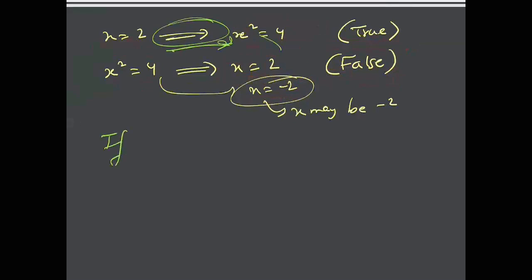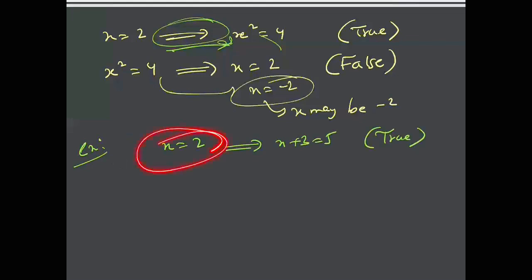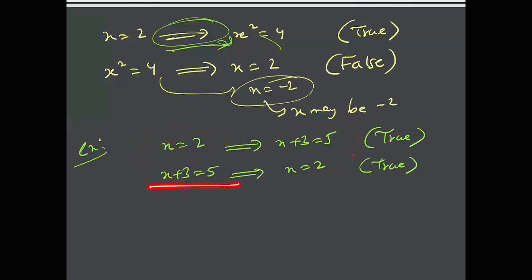But let us consider another example. X is equals to 2 implies x plus 3 is equals to 5. This is a perfectly true statement because whenever x is equals to 2, definitely x plus 3 would be 5. And I can also say that x plus 3 is equals to 5 implies x is equals to 2. This is also a true statement because whenever x plus 3 is equals to 5, then I can definitely say that x must be 2. There is no other possibility. So both these statements are true statements.